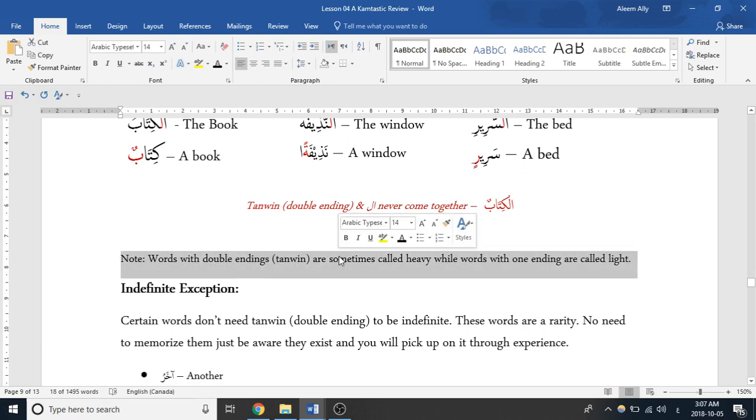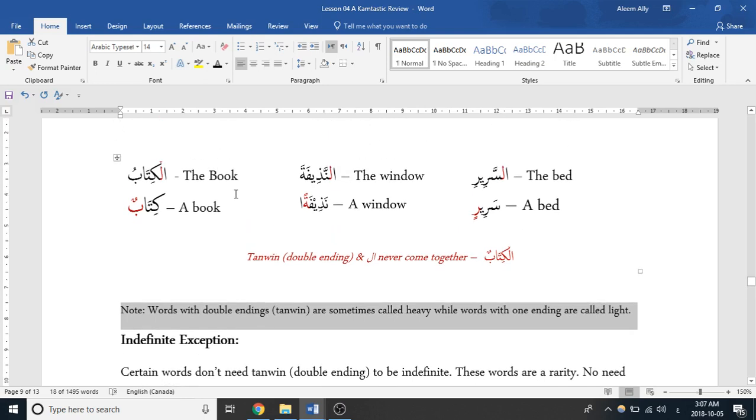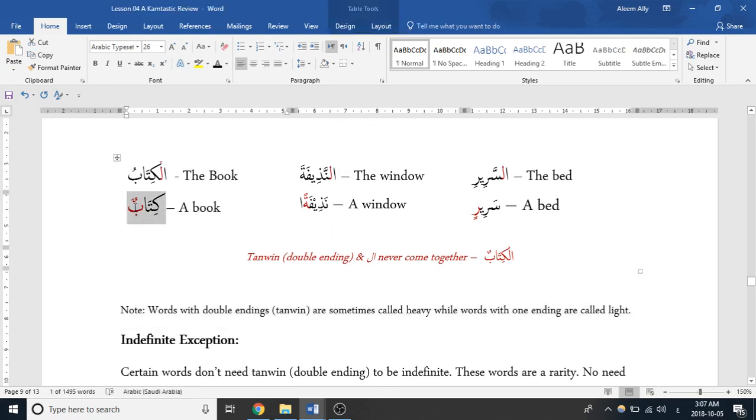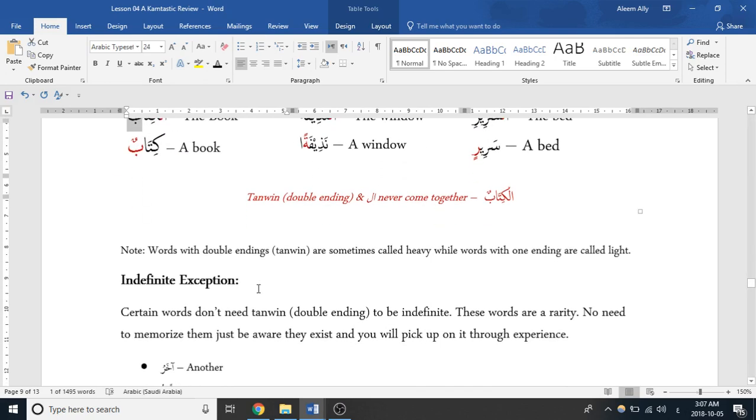Also, in the Taqwa program, we have this in-house terminology: when a word has a double ending, when it has a tanween, we call it heavy, right? And when a word has a single ending, we call it light. Sometimes you'll see Ustad referring to it as that. Just try and keep that in mind.